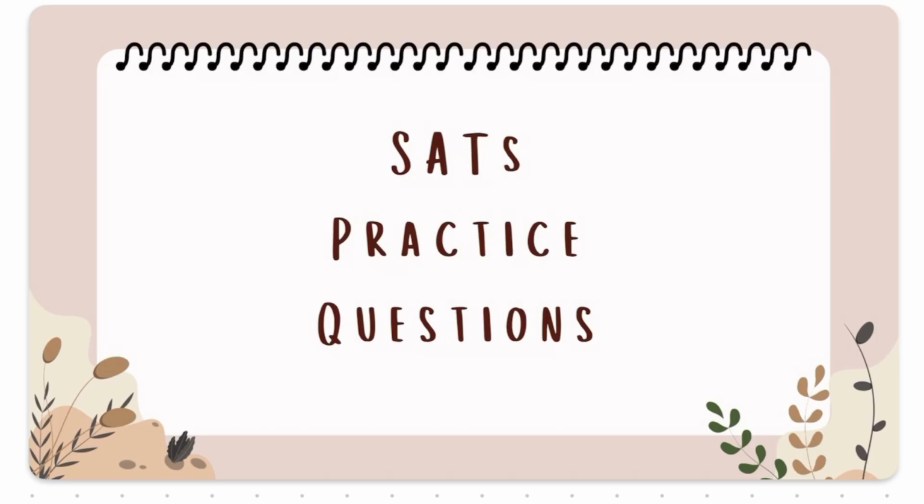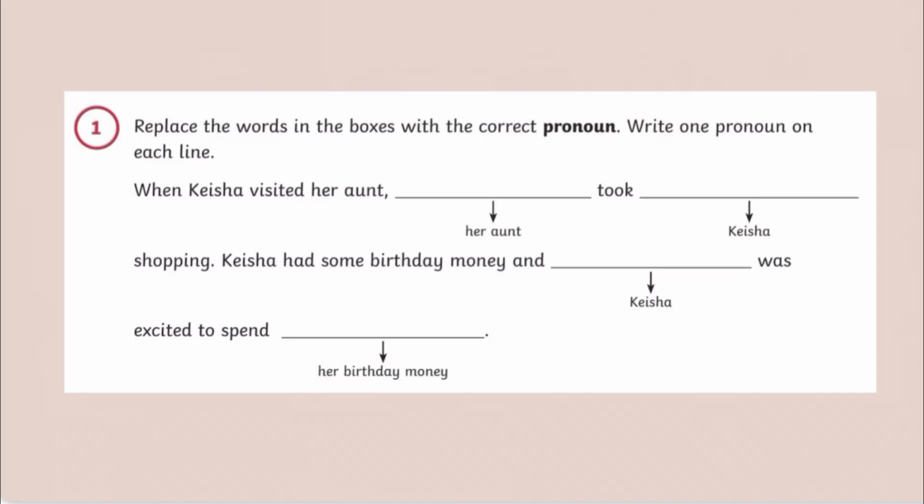Let's take a look at some SATs practice questions. Again, these questions are all from the Twinkle booklet that help you to understand SAT-style questions a little bit more if you used. Question 1. Replace the words in the boxes with the correct pronoun. Write one pronoun on each line. So you can't really see the boxes, but the words underneath the lines are what we are replacing.